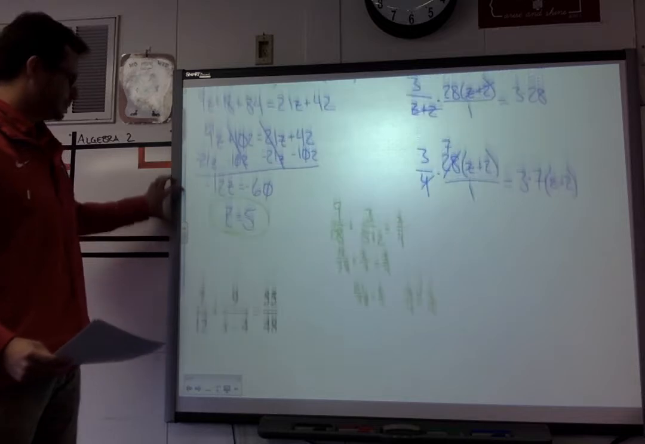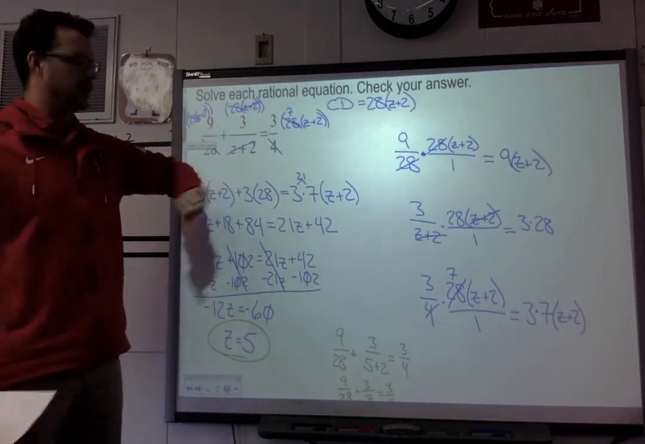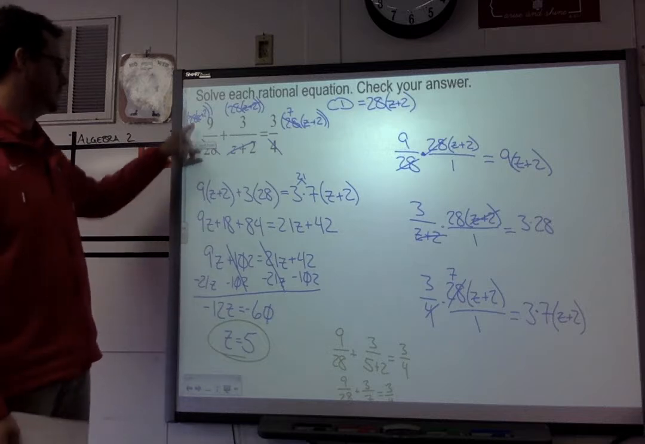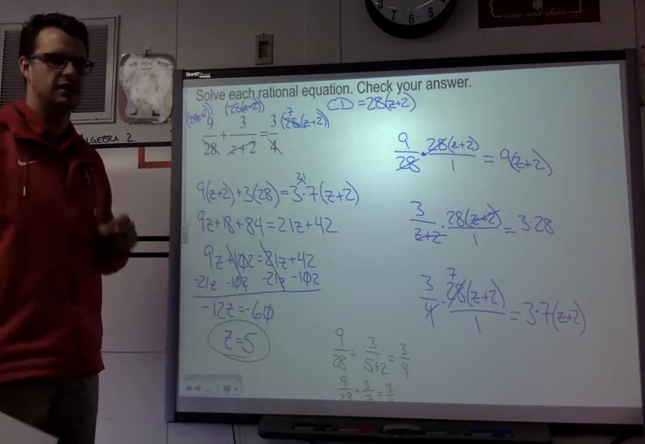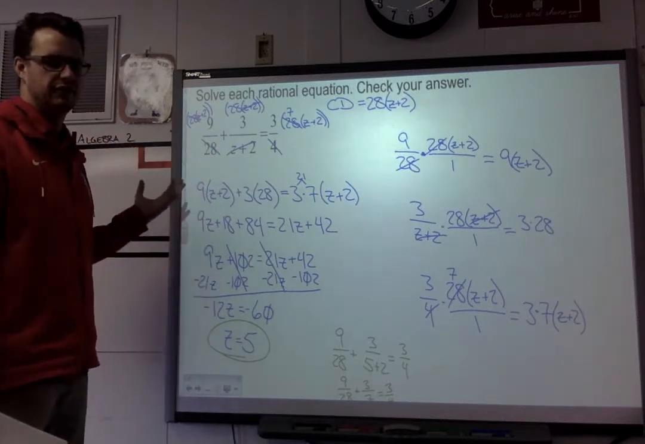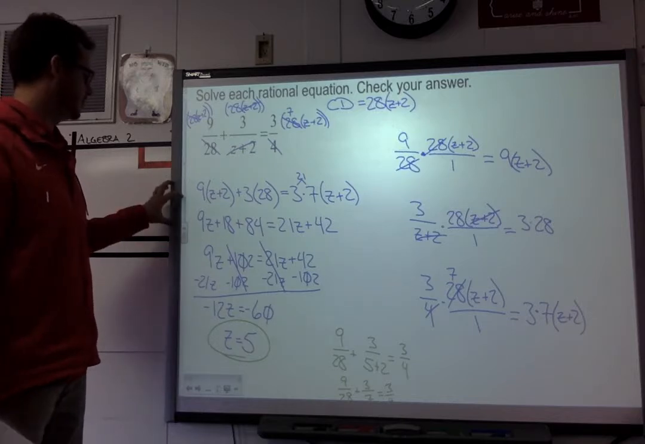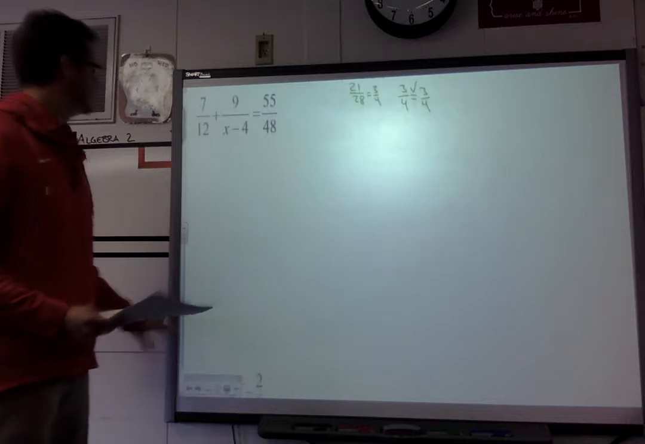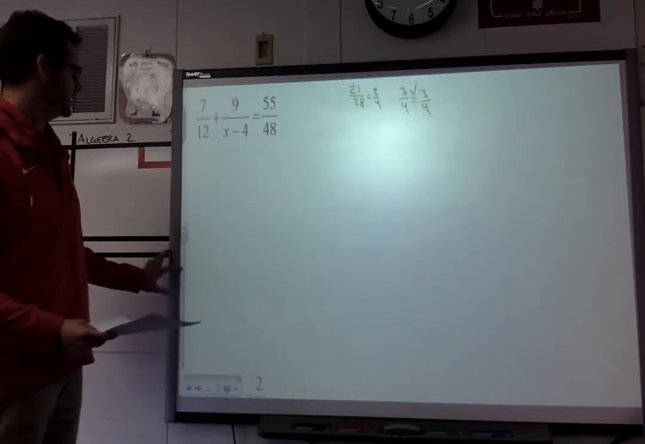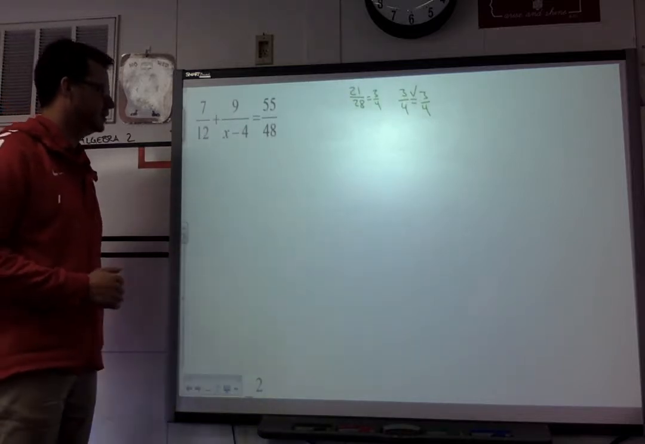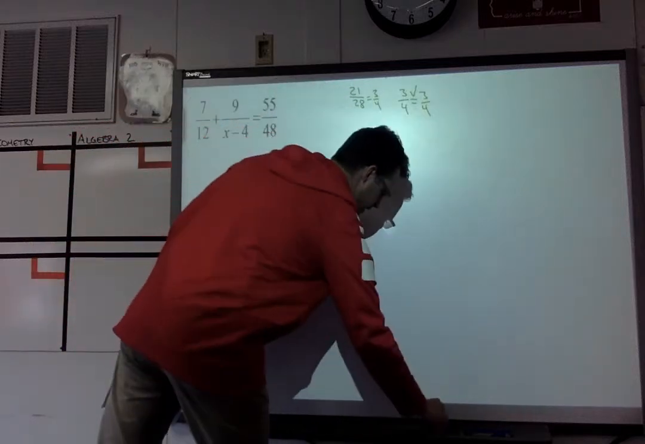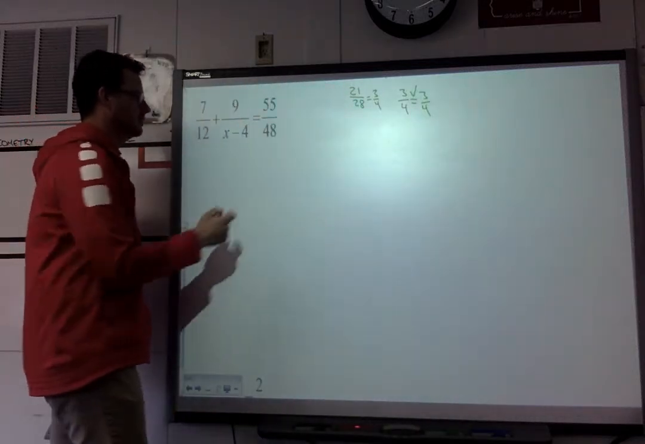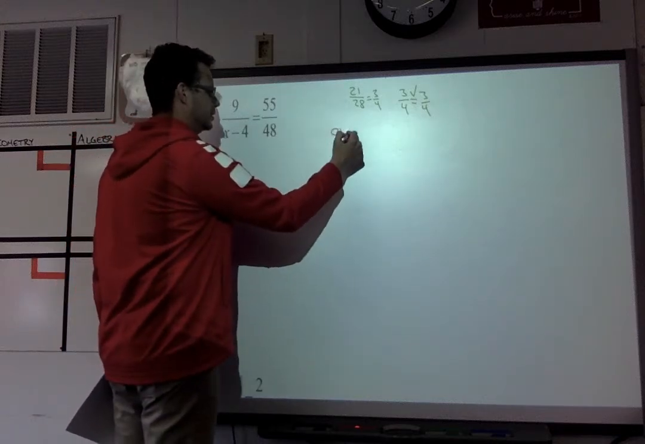So again, we took that step, we found the common denominator, multiplied each term by the common denominator in order to eliminate our denominators, and from there we were able to solve for our variable. So let's go ahead and do another one here. 7 over 12 plus 9 over x minus 4 equals 55 over 48. So I want to figure out what is my common denominator here.